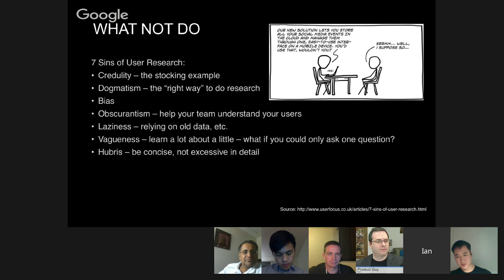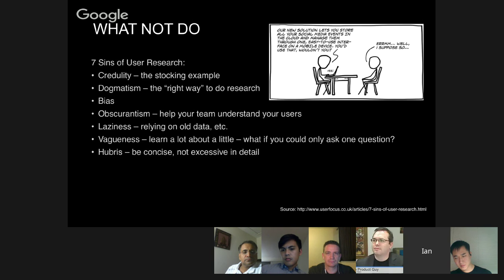Dogmatism, thinking there's only one right way to do research, is definitely a risk. You say, well, you can't do a survey, you're not going to have statistically significant results. Well, you need to establish a ballpark in terms of figuring out what's important to people. It's an iterative process, so sometimes the sample size is not necessarily relevant. I talked a little bit about bias, and really the hardest part, I think, in some cases about user research is really getting the information out to as many people as possible, so that everyone is really understanding what your user base is all about, and not keeping that obscure and keeping that to yourself.